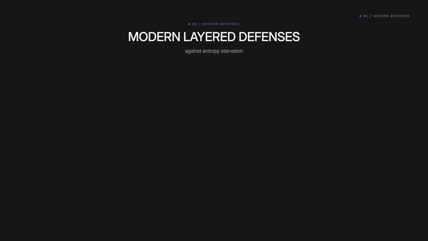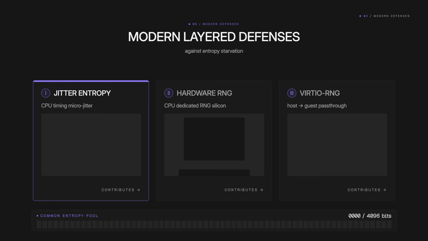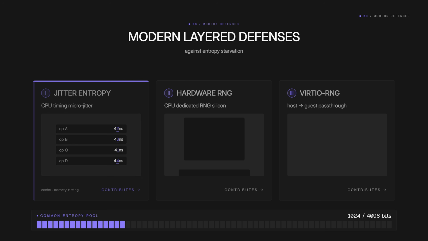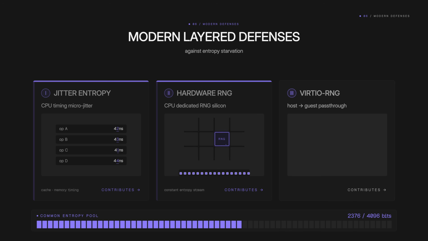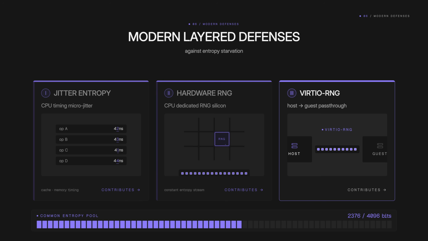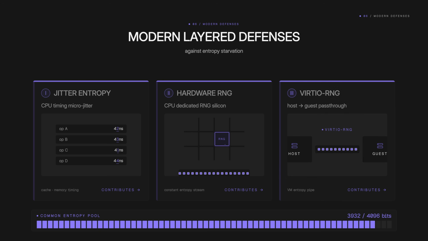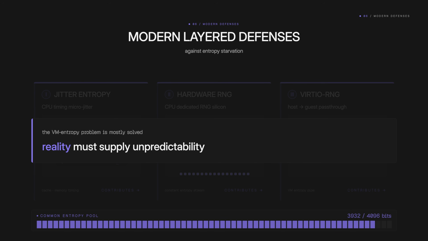Modern systems have layered defenses against entropy starvation. The Linux kernel now supports something called jitter entropy, which exploits tiny, unpredictable variations in how long simple CPU operations take, caused by cache effects, memory timing, and other microarchitectural details. Hardware RNGs on modern CPUs provide a constant stream of entropy. Virtualization platforms now pass entropy from the host into the guest through a virtual device called virtio-rng. All of this means the "my VM has no entropy" problem is much less common than it was 10 years ago, but the underlying principle hasn't changed.